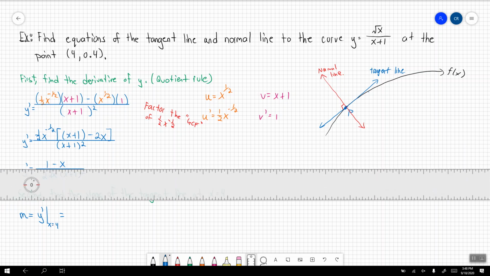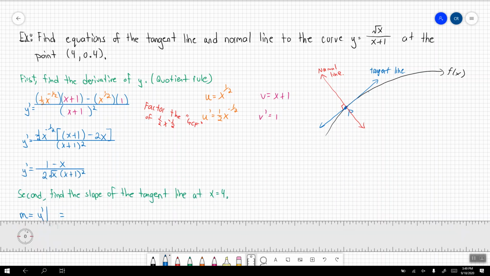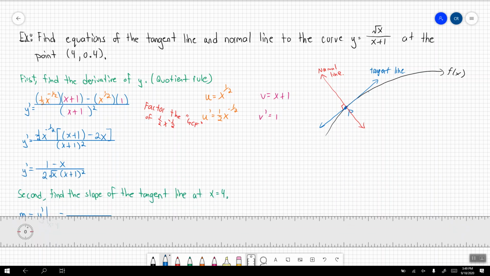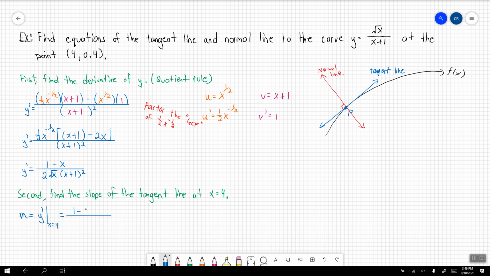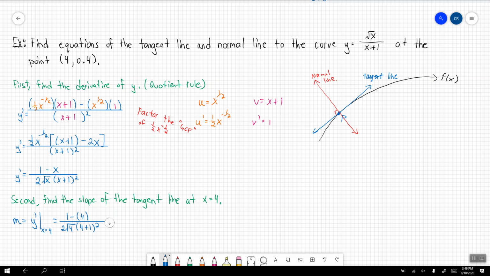Meaning we're going to make the substitutions into our y prime whenever this x value is given. So making those substitutions into our derivative will then get us 1 minus 4, over 2 times the square root of 4 times 4 plus 1 squared. All right, let's keep simplifying. 1 minus 4, that's negative 3. 2 times the square root of 4, that's 2 times 2, which is 4. And then 4 plus 1, that's 5.